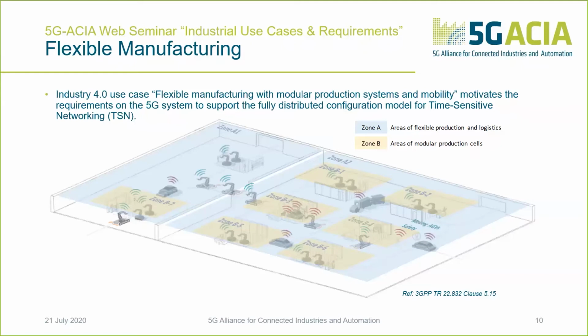Zones B have lower dynamics of production aids that are easy to plan. They might be static production cells with tools, machines, robots, video applications, and so on.